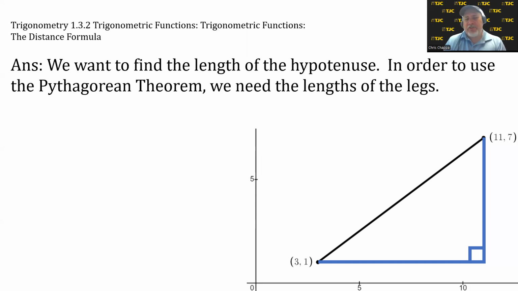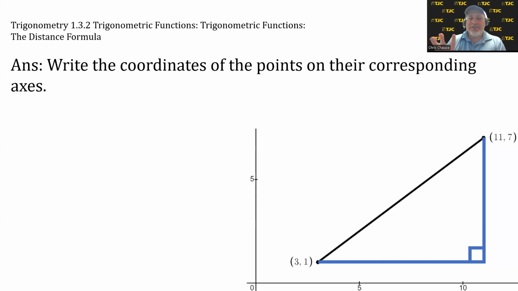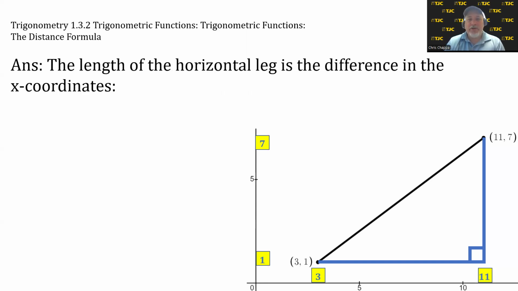In order to use the Pythagorean theorem, we need the lengths of the legs, how long the blue sides are. So let's think about a visual movement here. We're going to write the coordinates of the points on their corresponding axes. So x coordinates of 3 and 11 on the x-axis, y coordinates of 1 and 7 on the y-axis. And now we can see that all we have to do is subtract to find the lengths of these legs.